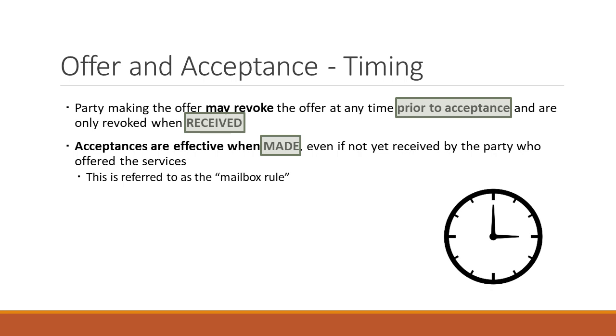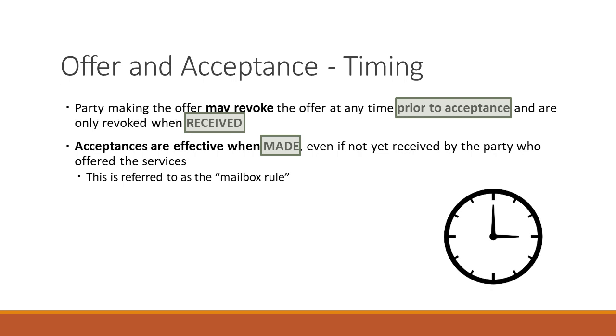You decide on the fifth, I'm going to revoke the offer, and you put it in the mail. But on the sixth, the homeowner sends you a letter that says, I accept your $150,000 fee, also by snail mail. If the homeowner has not received your revocation in hand, you now have a contract for $150,000 and there's nothing you can do as the person who's going to do the design to get out of it.